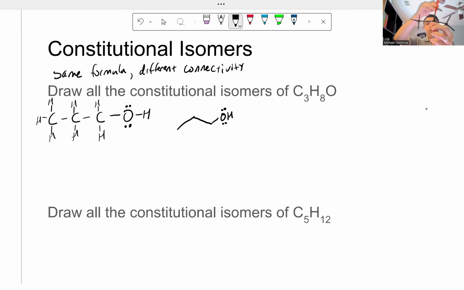Well, I still have 3 carbons in a row, so I'm going to draw that, and I'm going to put the OH on the second carbon. Now, if you want to verify that these are actually constitutional isomers, let's just number these carbons: 1, 2, and 3. And I'll number these here, 1, 2, and 3. So there you can see that the OH here is attached to that second carbon, the carbon in the middle, and not on the carbon on the end.